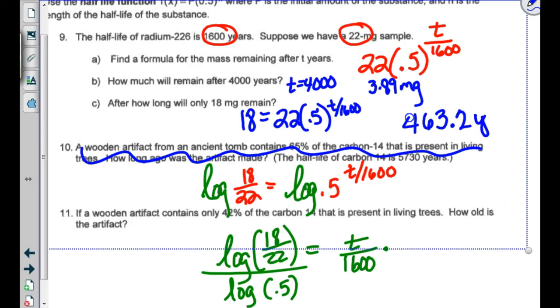I have that it would take about 463 something years. Now, on the quiz, if it said how long until there's less than 18 or something, you might have to round that up. Just plug it back in and see if there's less than 18. If there's not, then you're going to have to round it up another tenth. Any questions?